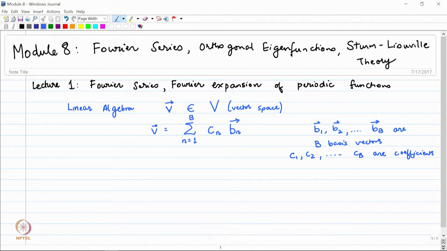So, what I have said is that you can take any vector and expand it as a linear combination of basis vectors, and there are b basis vectors. So, this is in a b dimensional vector space. This is something that you are fairly familiar with, you have seen this quite often.